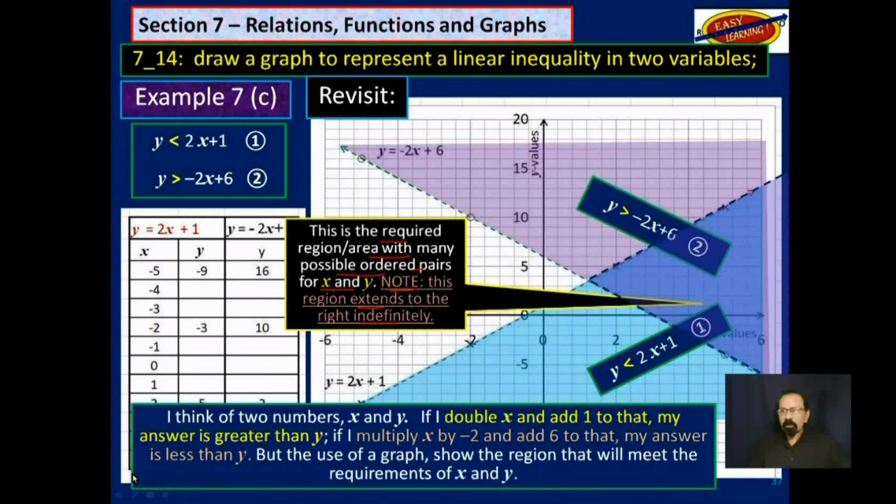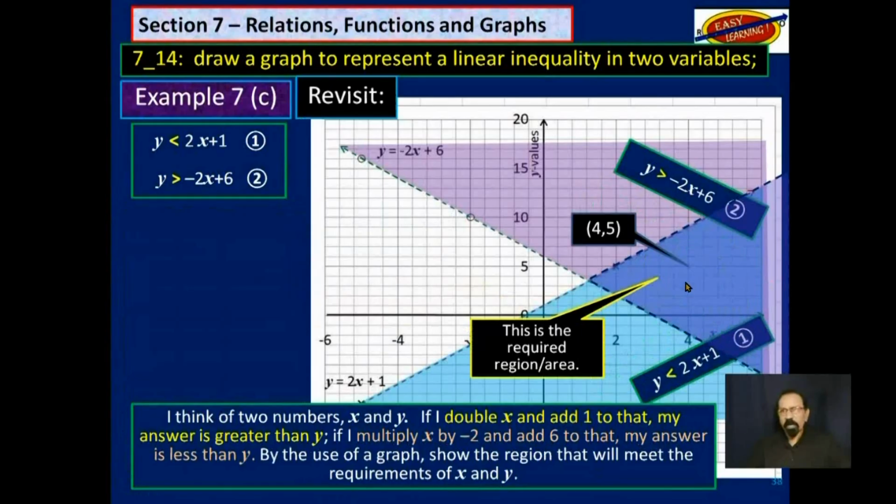So I think of two numbers, x and y. If I double x and add 1 to that, my answer is greater than y. If I multiply x by -2 and add 6 to that, my answer is less than y. So by the use of a graph, show the region that will meet the requirements for x and y. And as I said, this region here, going as far out as possible, will give us valid answers for x and y.